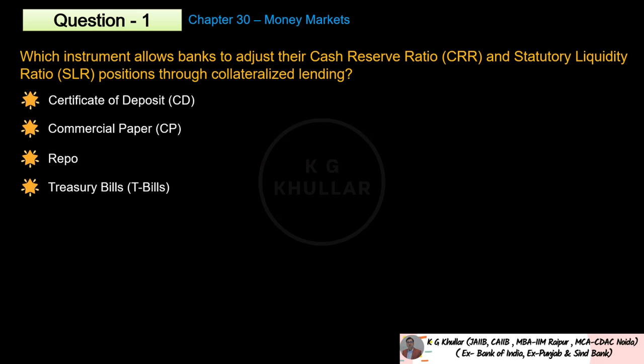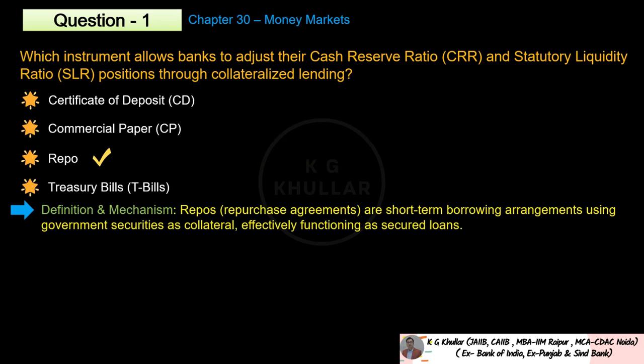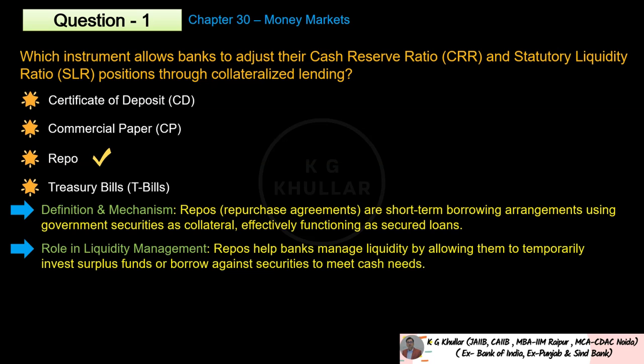Now friends, the correct option for the given question is option C, that is repo. Friends, please note a repo or repurchase agreement is a form of short-term borrowing for banks in government securities. In a repo transaction, one party sells a security to another party with an agreement to repurchase it at a specified date and price. Friends, this transaction is essentially a secured loan, where the security sold acts as collateral and the difference between the selling and purchase price basically represents the interest on the loan.